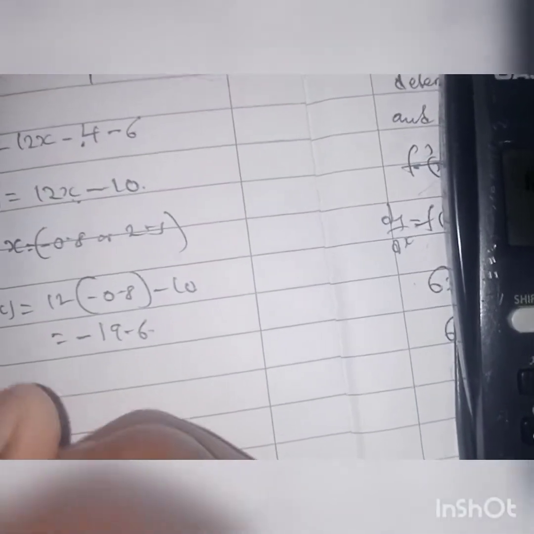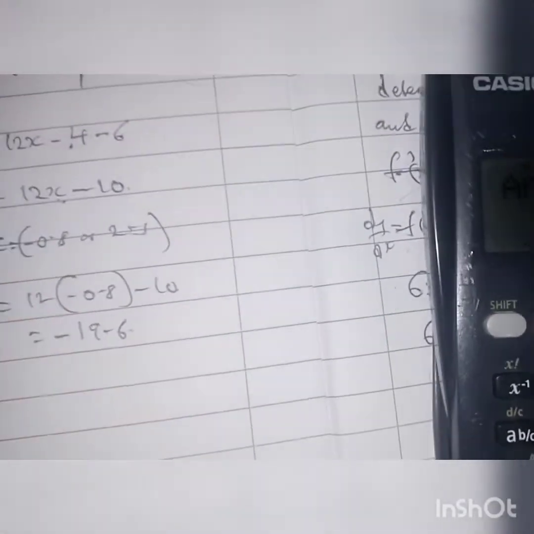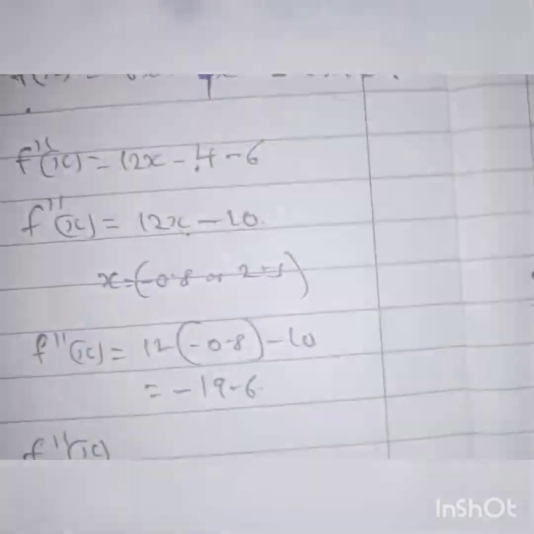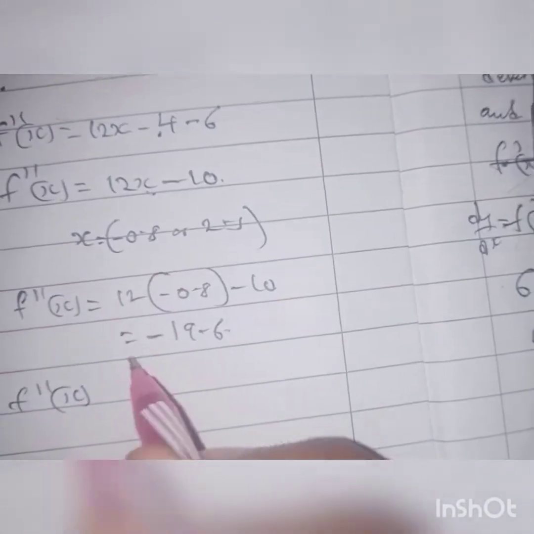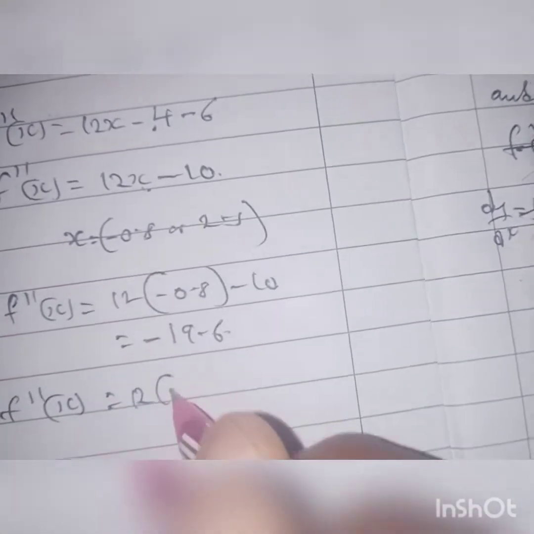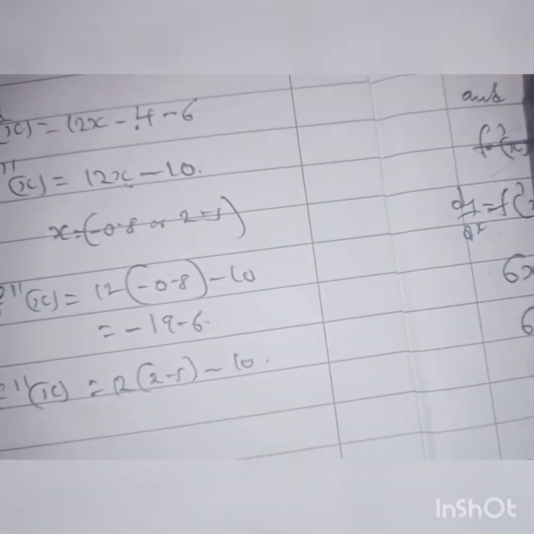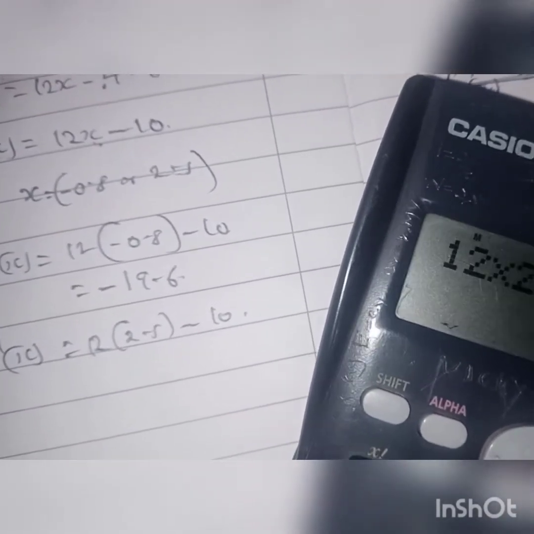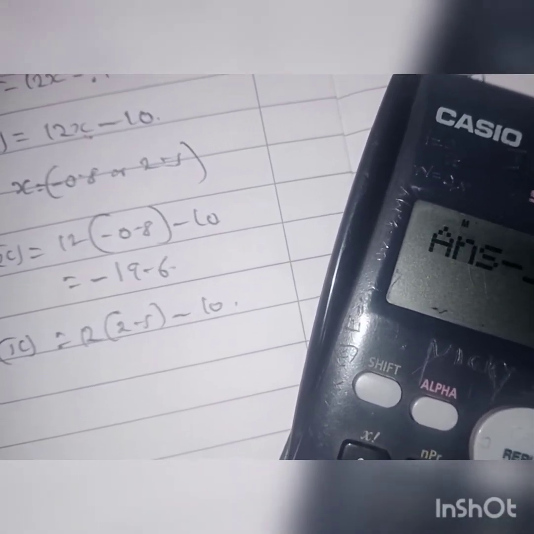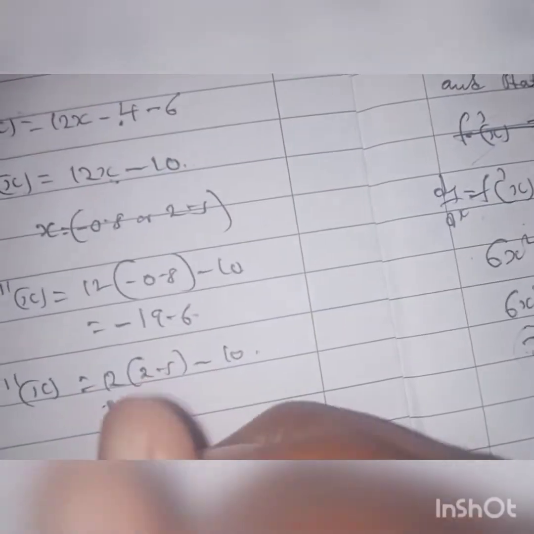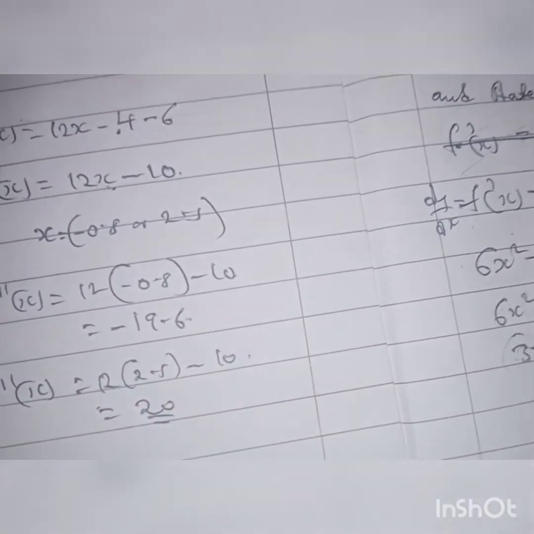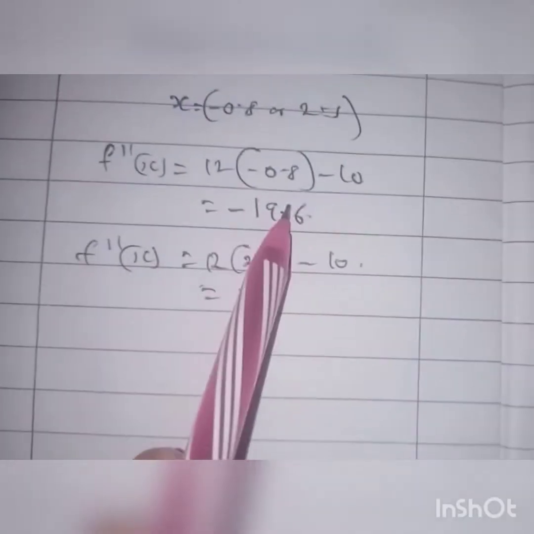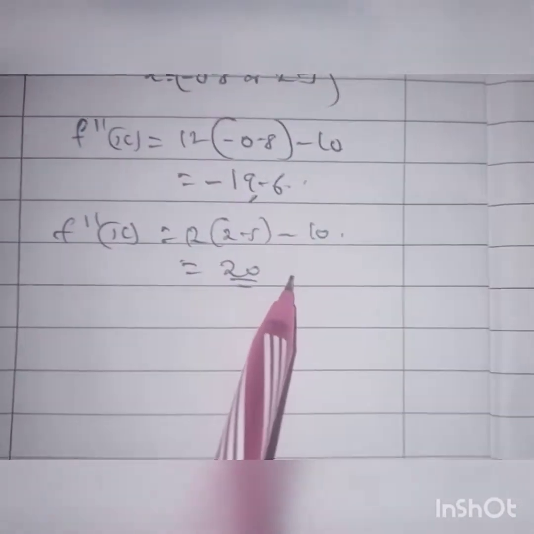Let's repeat it with the other value, which is 2.5. So it will be 12 multiplied by 2.5 minus 6, which is 24. So the answer is 24. So you can see we have two stationary points, and you have to state the nature of the first stationary point and the second stationary point.